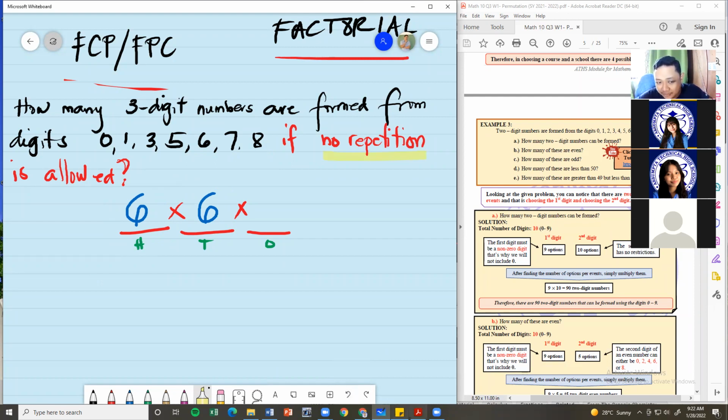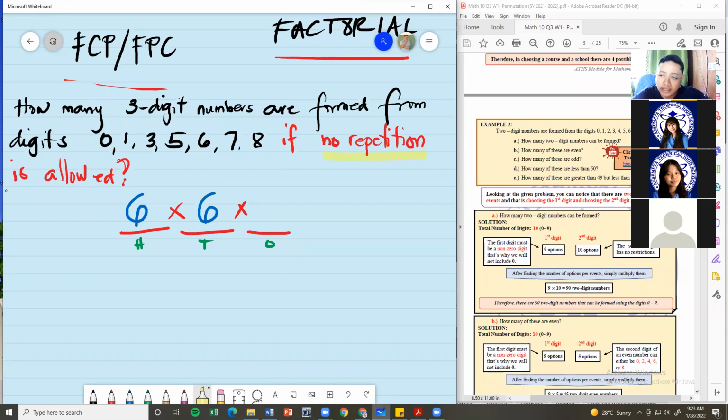Show me a reaction if the tens place value is clear. How did we get 6? Very good. Okay. Now let's continue with the ones digit. We don't know which among these digits will be used for the hundredths and for the tens. But we know that 2 of these digits will be used per number.